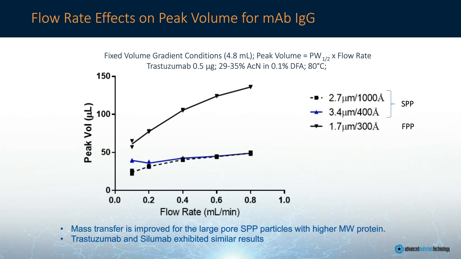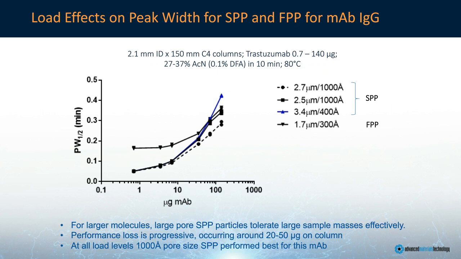In this case, it's quite apparent that not only at low, but at 0.1, 0.2, 0.4, all the way up to 0.8, the superficially porous materials are performing more efficiently at every flow rate and quite evenly across all flow rates in terms of their efficiency, as opposed to the 1.7 fully porous 300 angstrom material, which all the way up to 0.8 has a peak volume 3 times or almost 3 times that of the superficially porous materials.